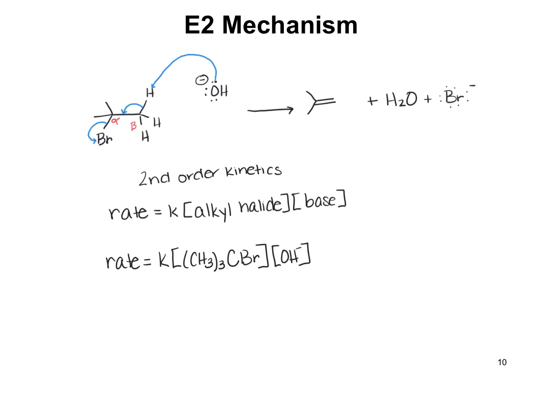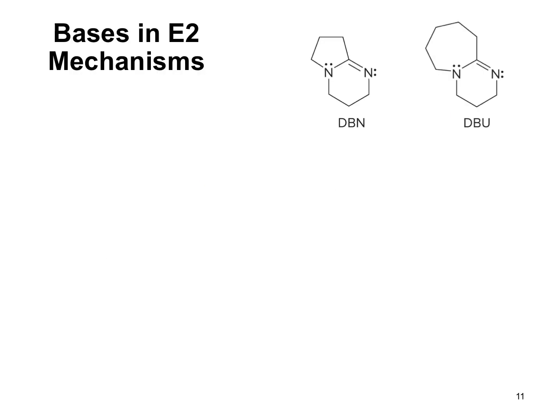Now, I want you to notice this is a concerted reaction, which means all the bonds are broken and formed in a single step. Now, there are close parallels between the E2 and SN2 mechanisms, and so the identity of the base, the leaving group, and the solvent all affect the rate. And we're going to look at each of those through this screencast. So let's first jump into the identity of the base.